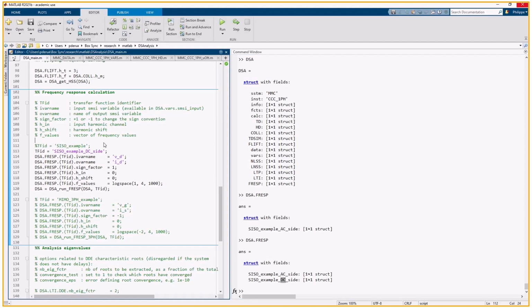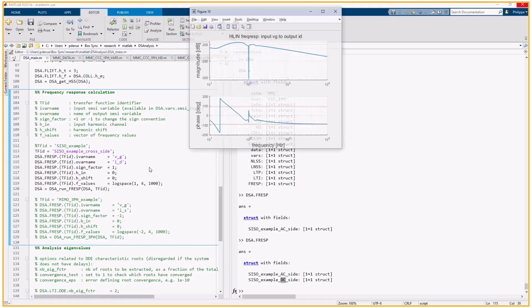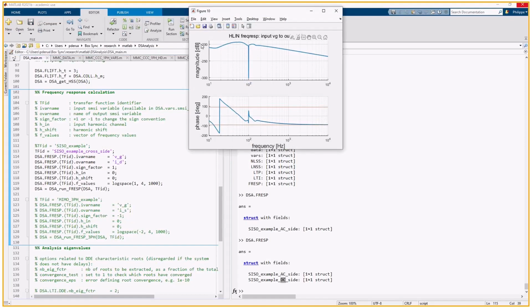What is super convenient with these very flexible calculations is that you can do even more, like the cross side. For instance, the response from a disturbance on the alternating voltage to the resulting perturbation on the direct current. I can also run this, and there is the result. I see that I have very few dBs, so the magnitude of this particular cross transfer function or cross frequency response is quite low. However, in some systems, these cross transfer functions could be significant, and you might want to analyze them.